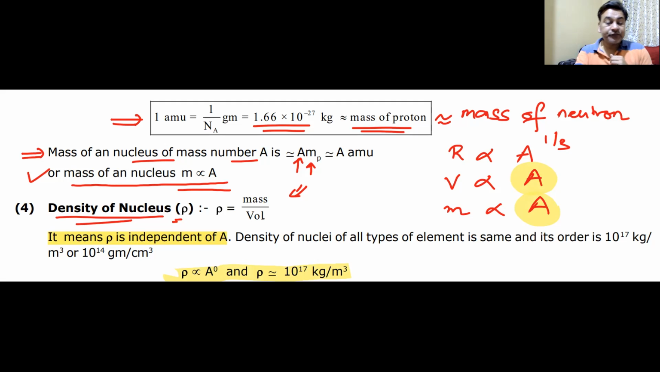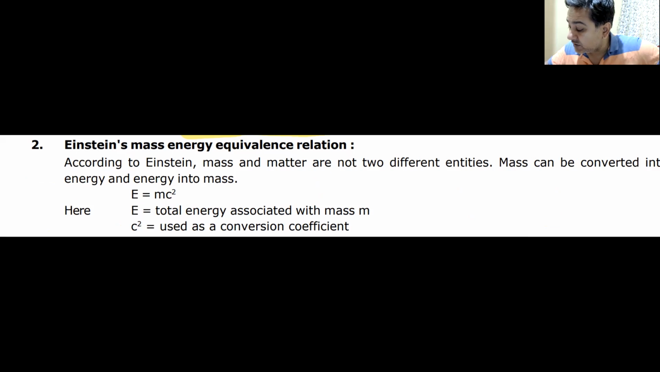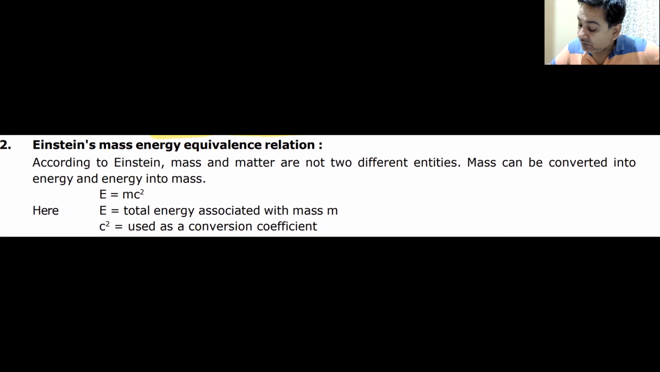Done, sir. Okay. Then comes the Einstein mass energy equation. You understand the mass energy equation? Energy is mass, mass is energy, and E is equal to mc square. You must have read this equation, yes or no? Yes, sir. So E is equal to mc square, where m is the mass, E is the total energy, and c is the speed of light. Yes or no? Yes, sir. Now remember here, a very important relation.